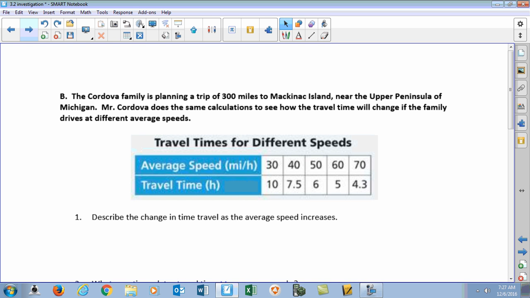So again, they got different speeds posted here with different times. And just kind of like we did in the first one, I want you to go and see if you can go ahead and answer 1, 2, 3, and 4. We're going to give you about 10 minutes to do this. So if you pause the video, we'll see how you did.